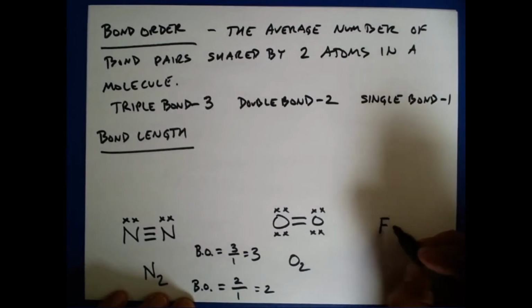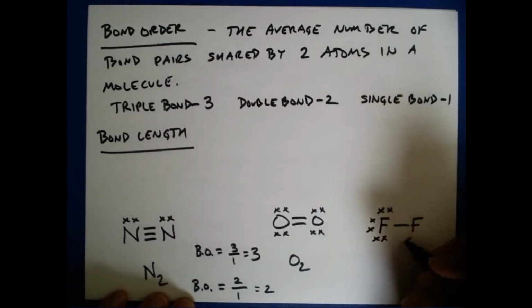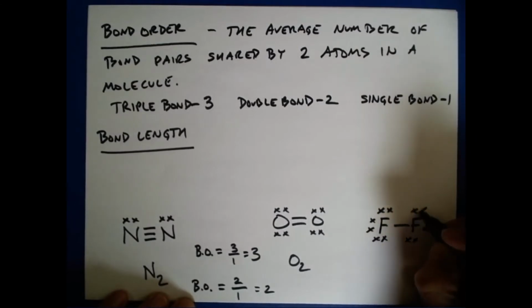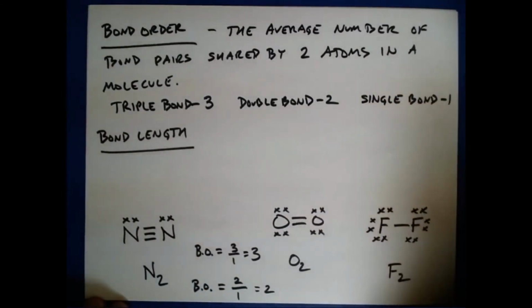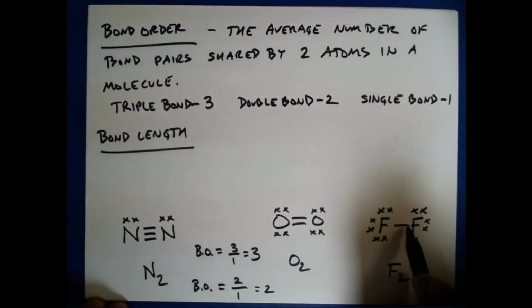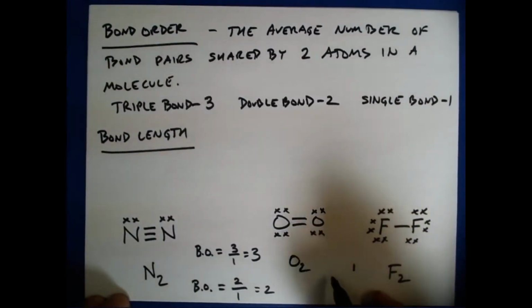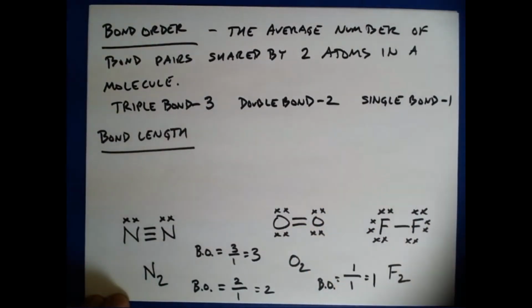If we do the same thing for fluorine, we get a Lewis structure that looks like this for F2. Once again, we assign a value of 1 for the connection between the two fluorine atoms, and we divide that by 1 because there's just one connection between the two atoms. And our bond order for fluorine ends up being 1.